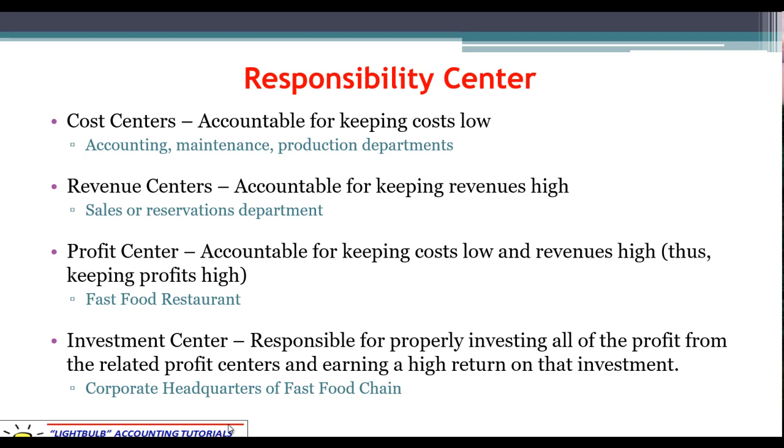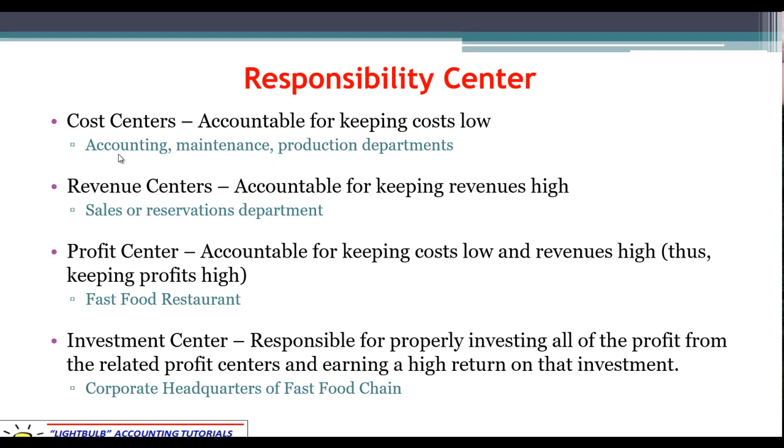So what we have here is just a list of various responsibility centers that we could be talking about. We're talking about accountability, who's accountable for what. In the cost centers, which are generally the more common type of responsibility centers you're going to see in a company, we're talking about areas that don't really have any revenue themselves. They're supporting other areas of the company. And as a result, the only thing they're going to have is cost. So their responsibility is to keep cost to a reasonable level.